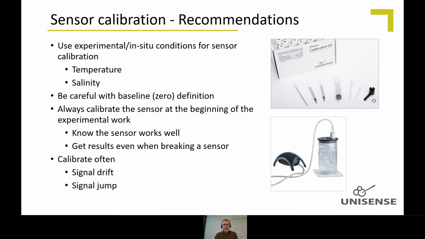Recommendations for calibration: calibrate at the same temperature and salinity if you can, or you can utilize the Unisense temperature compensation within a few degrees from the calibration temperature. Be careful with the zero definition or the baseline, especially if you're working at very low concentrations; then you may need to calibrate now and then. Always calibrate before you do your work, because first of all, you know that the sensor works well, and second, if you manage to break the sensor during your measurements, then you get results until the sensor breaks. Calibrate often to avoid problems with signal drift and signal jumps.